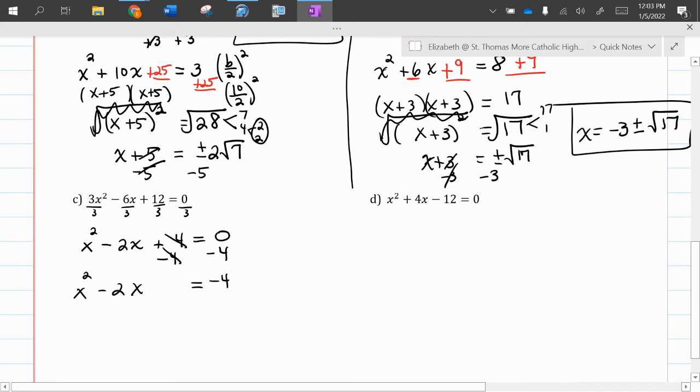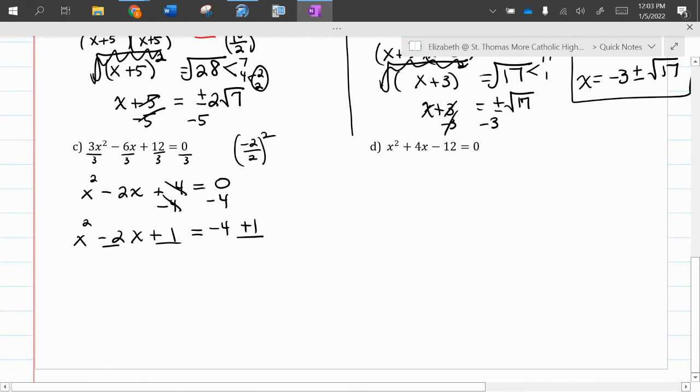Okay, now I'm ready to complete the square. So in this case, the b is negative 2. So I'm going to do negative 2 divided by 2 and then square it. So negative 2 divided by 2 is negative 1, and negative 1 squared is 1. So I'm going to add 1 to both sides. Don't forget to add it to both sides.